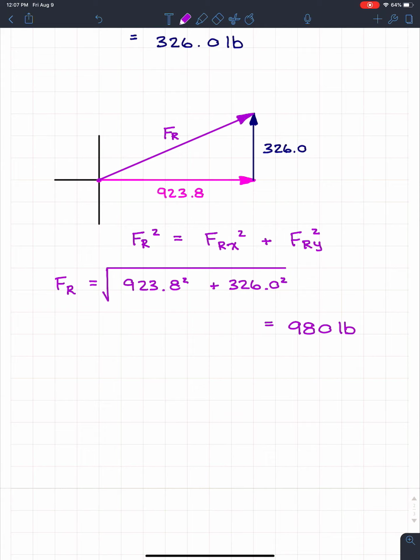So if you guys will go back to the last example, you'll find that using the parallelogram method, these answers are actually identical, and they should be. Both methods are completely valid. They'll give you the same answer.